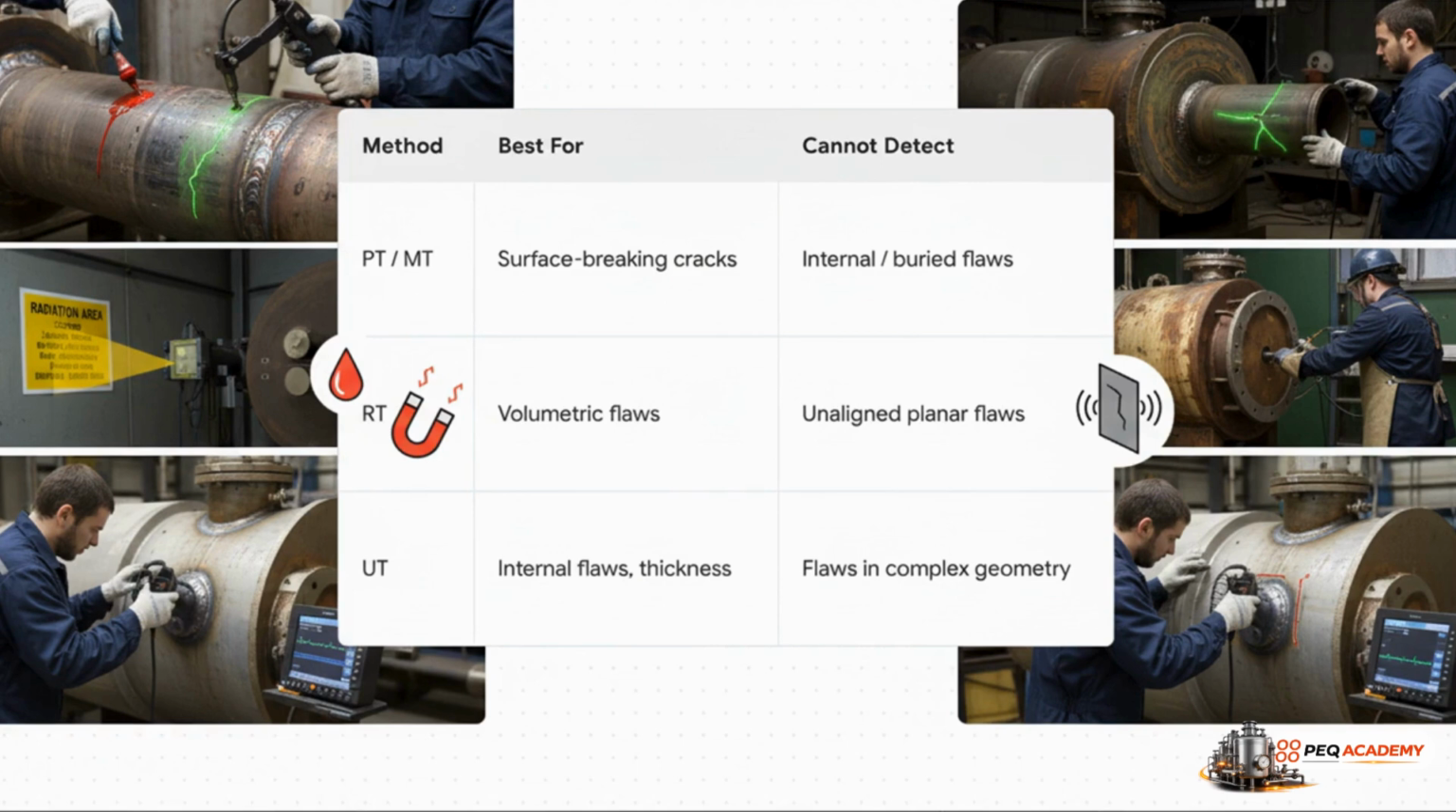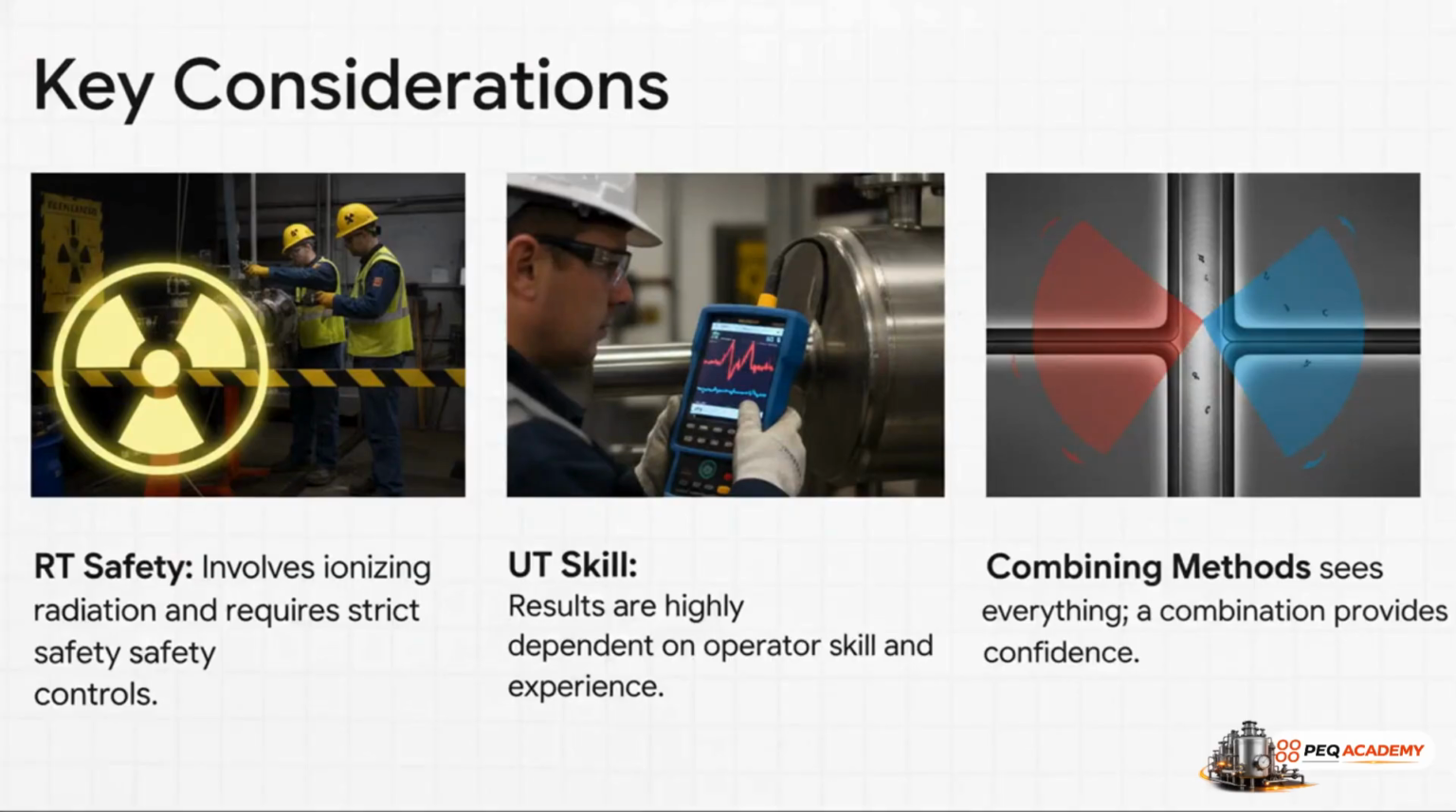RT is your go-to for volumetric stuff like porosity, but a really tight crack, if it's not lined up just right with the X-ray beam, RT can miss it completely. And UT, our champion for finding those internal cracks, can sometimes get confused by really complex geometries. And it's not just about the physics of the tool. You've got other huge factors. RT uses ionizing radiation. That is a serious safety hazard that demands rock-solid procedures. And UT, well, a UT scan is only as good as the technician holding the probe. Their skill and their experience is everything.